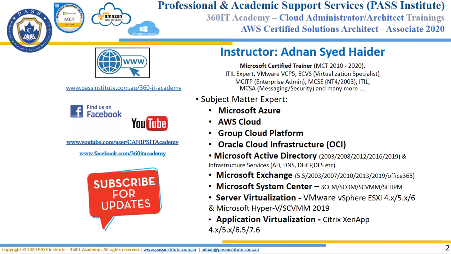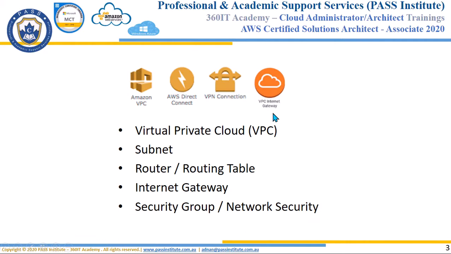Hello everyone, welcome to another video on AWS Certified Solutions Architect Associate 2020 certification. And in this video we are going to talk about and see how to configure VPC, which is virtual private cloud, and subnet, router, internet gateway, security, and network security groups.